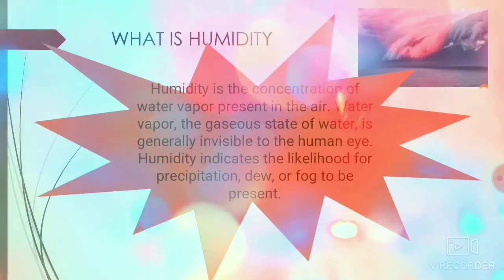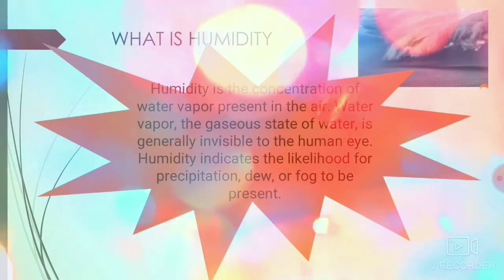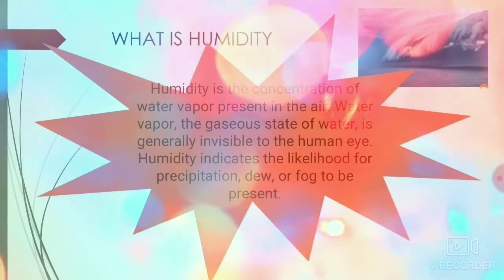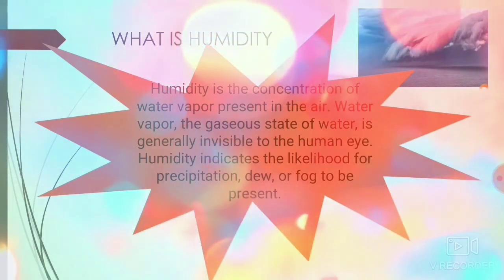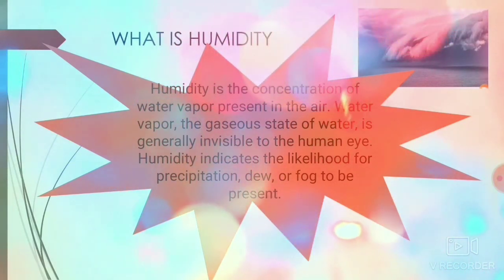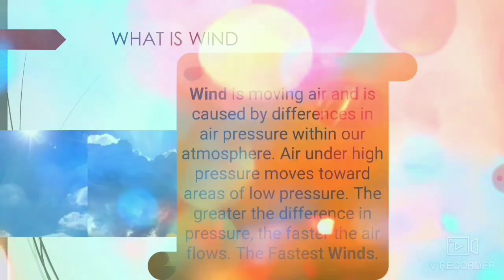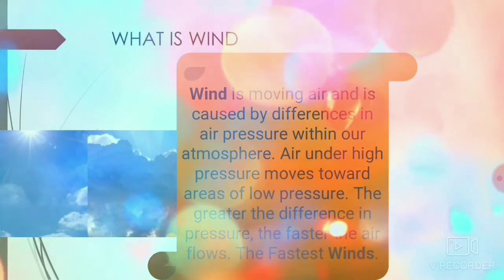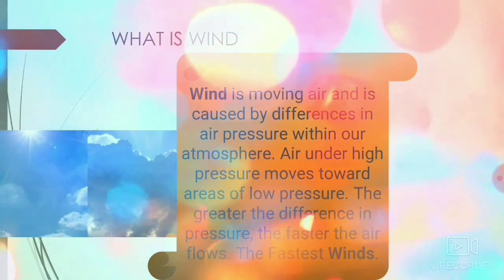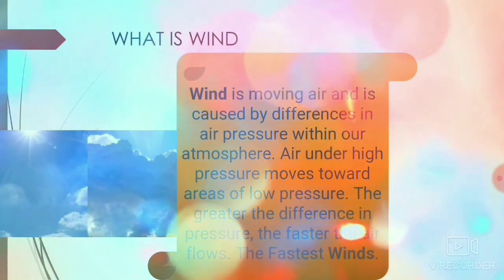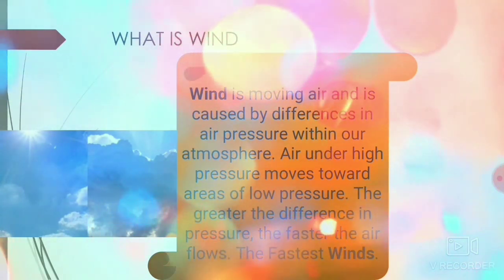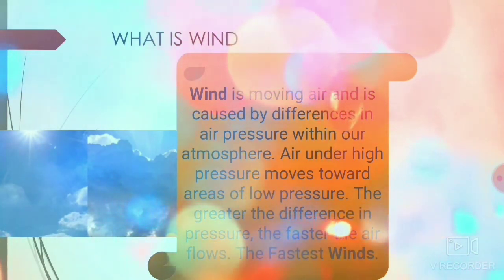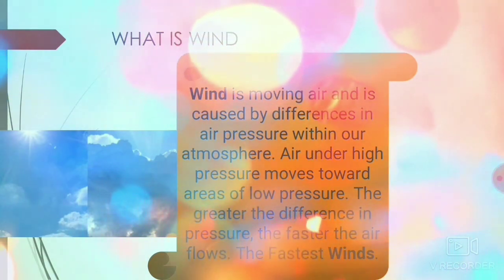And what instrument will we use to measure humidity? It is called a hygrometer. There is an instrument called a hygrometer which is used to measure humidity. And finally, the 4th element, which is called wind, what instrument will we use to measure wind? It is the anemometer. We use the instrument called an anemometer to measure the wind.